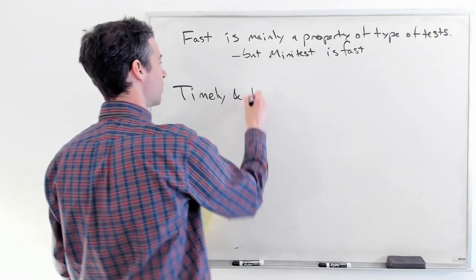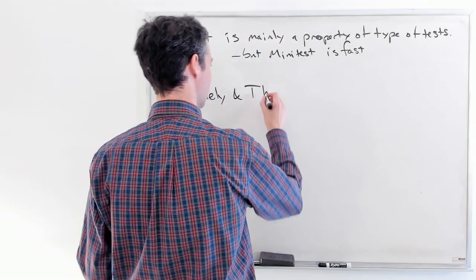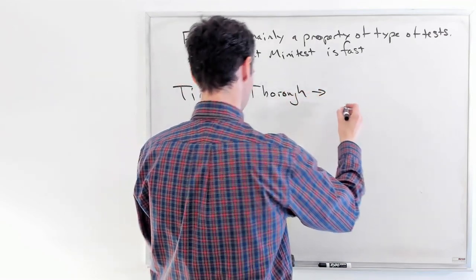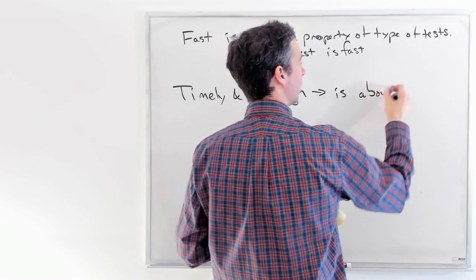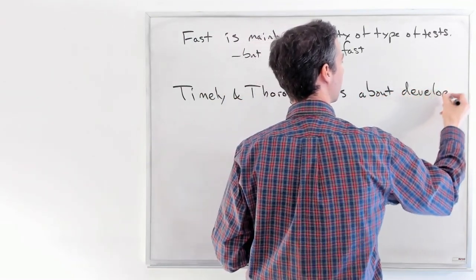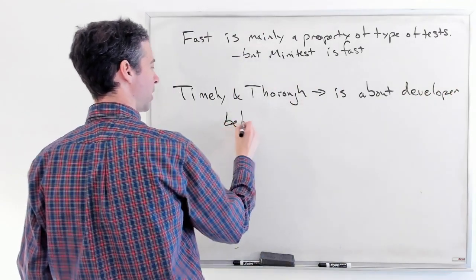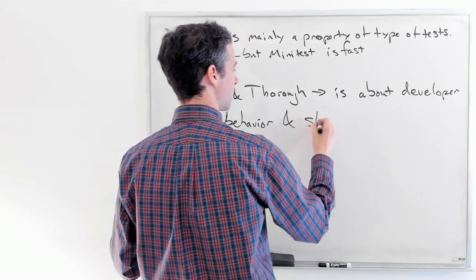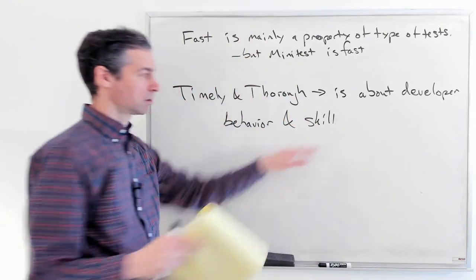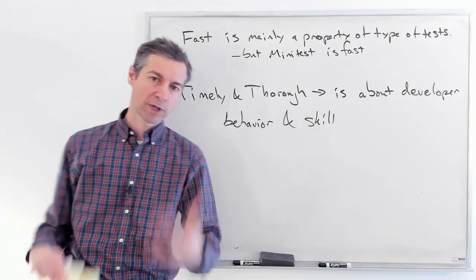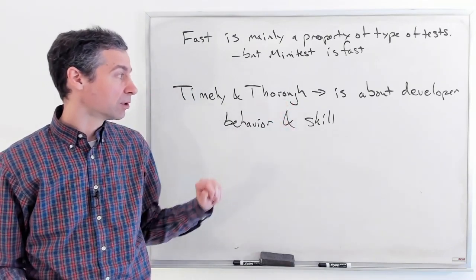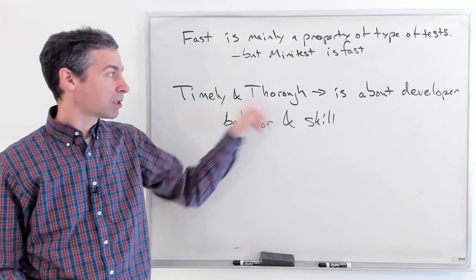Now, timely and thorough, though, the frameworks don't do much there for you, okay? If you're going to be timely and thorough, this is about developer behavior. How do you behave? Do you write your tests at the same time as you're writing your code? And as well your skill. To make sure that they're thorough, you need to be pretty skilled and be thinking about all the ways that your code behaves and how to test them. We'll give you some more helpful hints on how to be thorough in a later lecture, but it's on you.